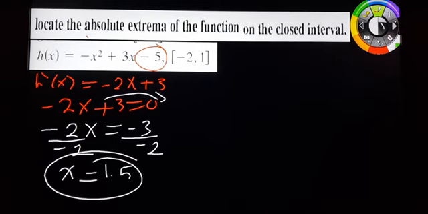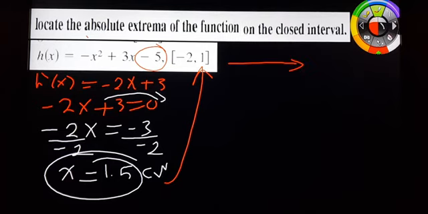This one is supposed to be the critical number, but we said we should compare this one with the given closed interval. As we see here, the interval is from -2 to 1. So 1.5 is what comes after this. So here, this will be refused. We cannot take this one.